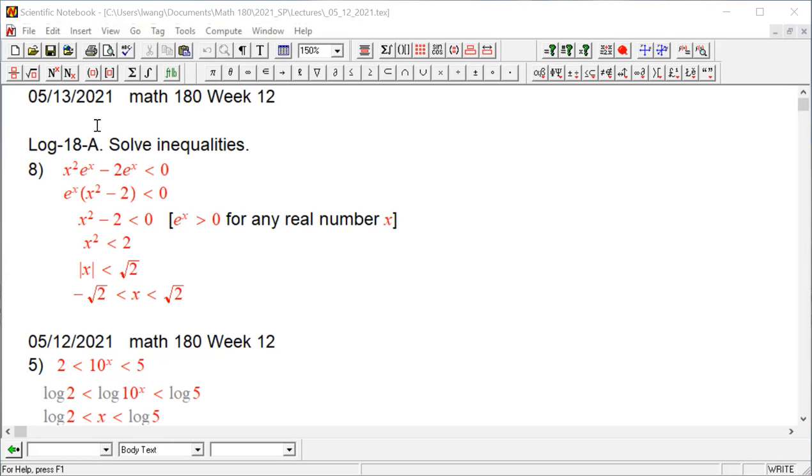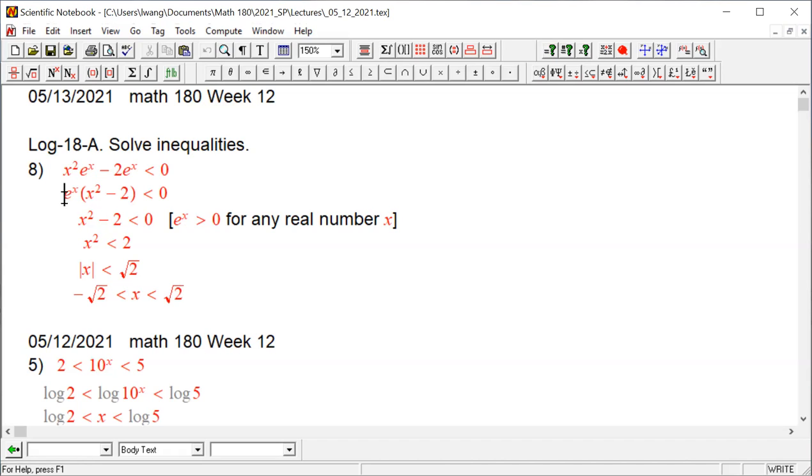Okay, good morning. This is the question we left for you yesterday, number 8. Here's the answer, right? We have x squared times e to the power x minus 2 times e to the power x less than 0, okay? So this is, of course, an if statement. So we factored.